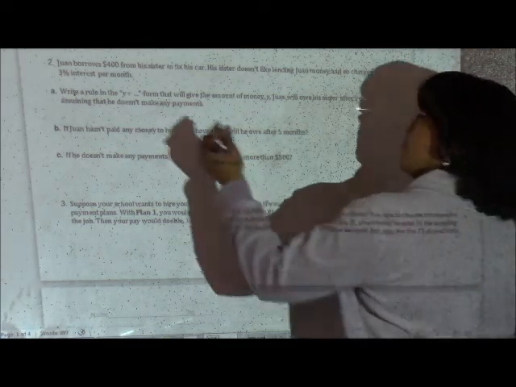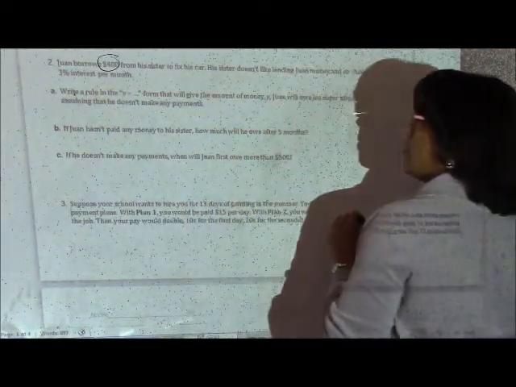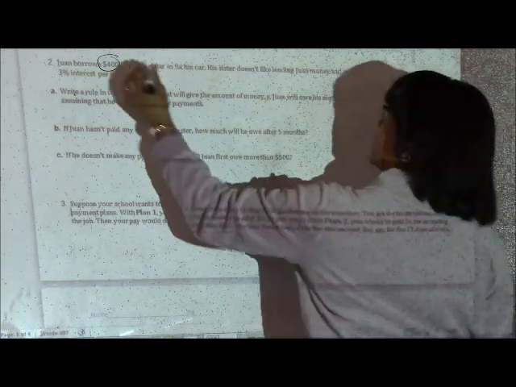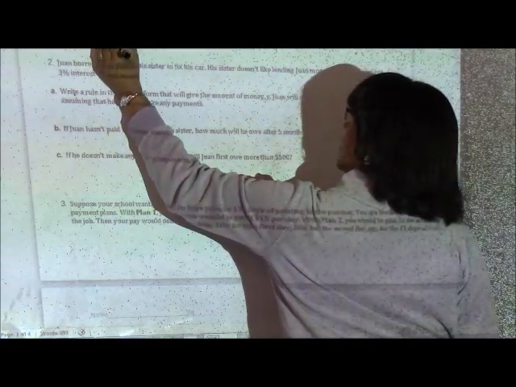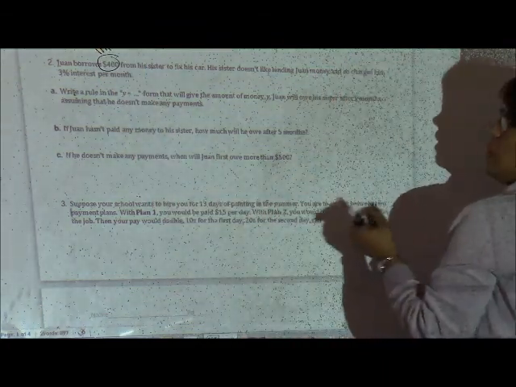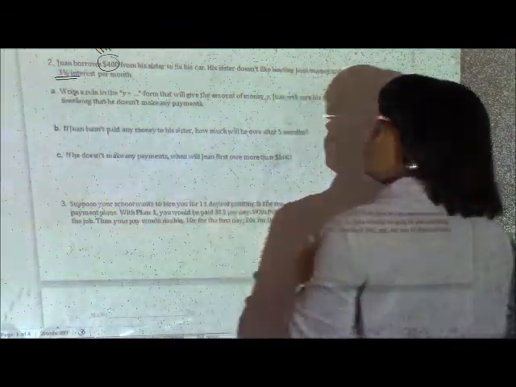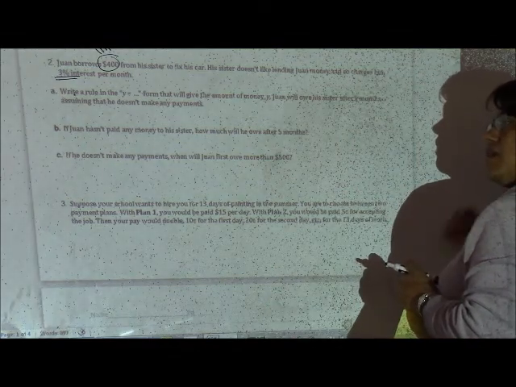Juan borrows $400 from his sister to fix his car. His sister doesn't like lending Juan money, and so she charges him 3% interest per month. So for A, we want to write a rule of the form y equals that will give the amount of money Juan will owe his sister after x months, assuming that he doesn't make any payments. So what we have is $400. That's the borrowing amount, so that's going to be our initial amount. And we know that there's a 3% interest rate that his sister's charging him, so that's above and beyond what he has to pay back already.